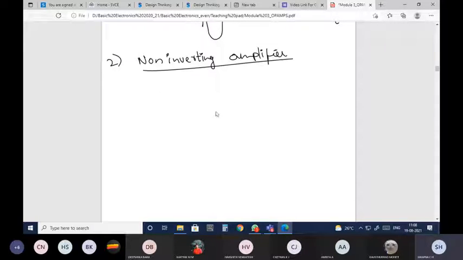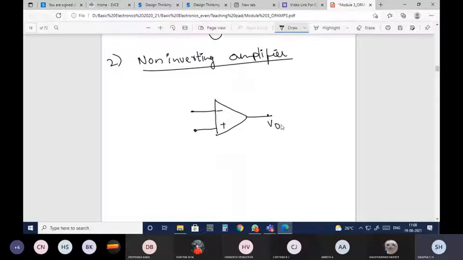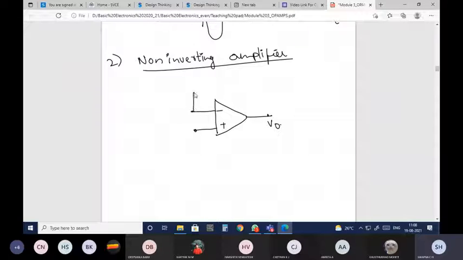So what is that? You need to have the basic circuit first, minus, plus, V naught here, and we should have the negative feedback. This I'll name as RF. This is the R1, and that's all. That's all the basic circuit.